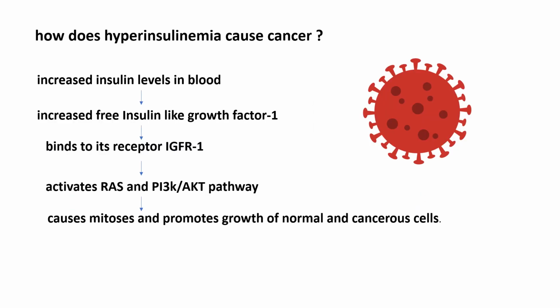So how does hyperinsulinemia cause cancer? First, there is increased insulin level in the blood, which leads to increased free insulin-like growth factor 1, also called IGF-1, which then binds to its receptor IGFR1. This activates the RAS and PI3K AKT pathway, which causes mitosis and promotes growth of normal and cancerous cells.